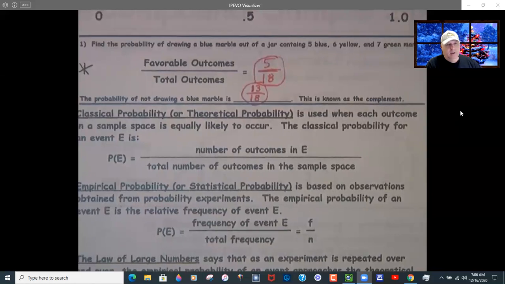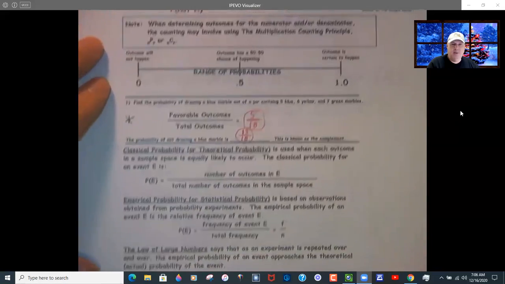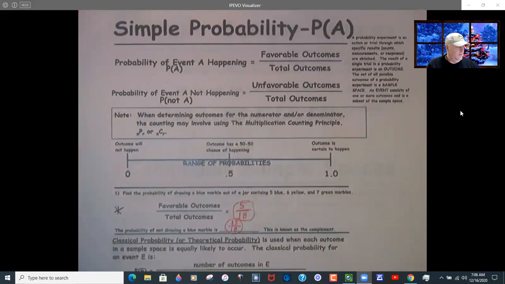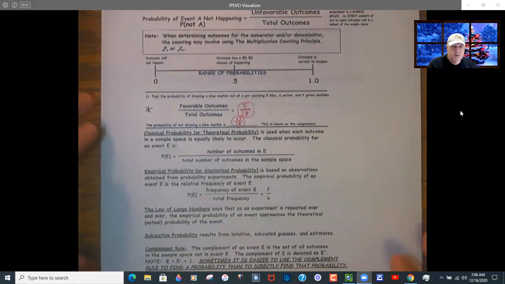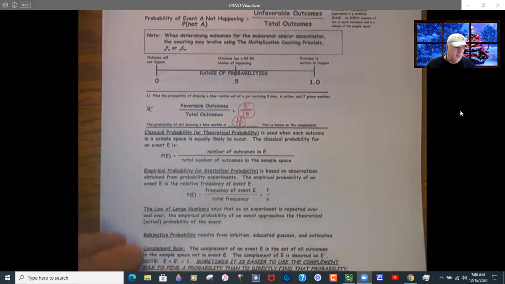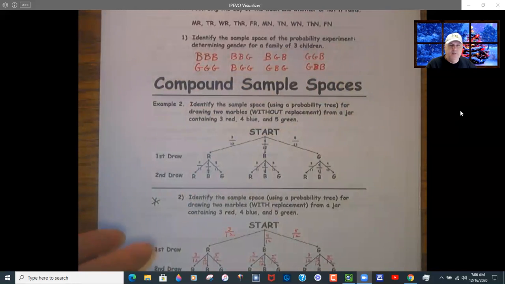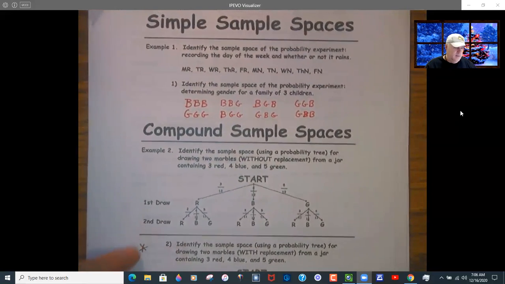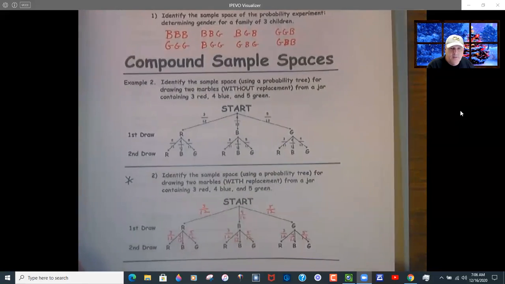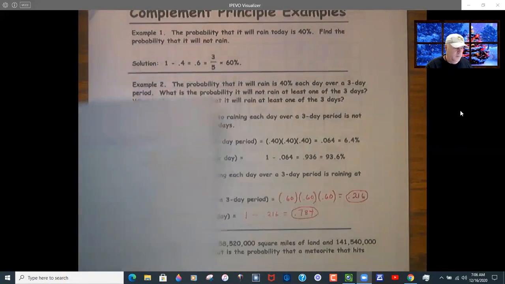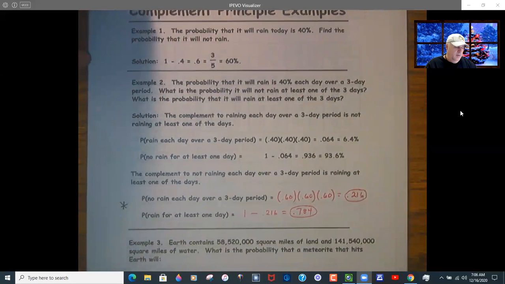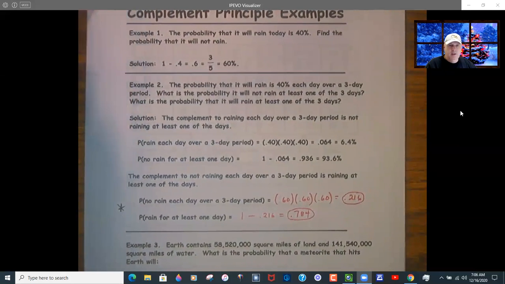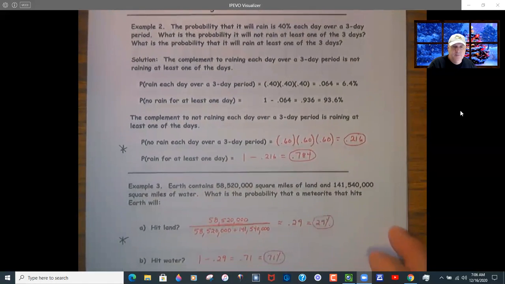This is drawn from a statistics and probability class I once taught. So I'm not going to get into the difference between classical and theoretical probability. Sample spaces are just like listing all the possibilities. I'm not going to get into sample spaces, although you're welcome to try this and to look up the solutions if you really want to. I think this complement principle page is one you should study and think about, because I've seen questions on something like this for sure.